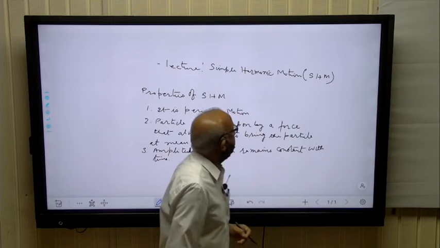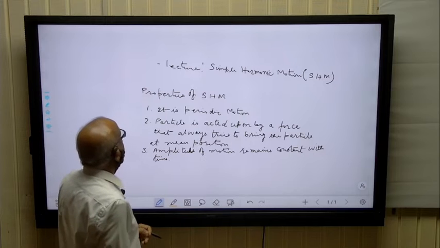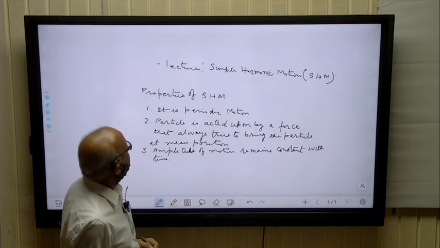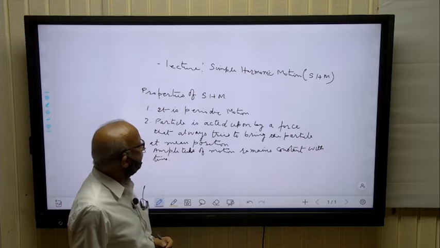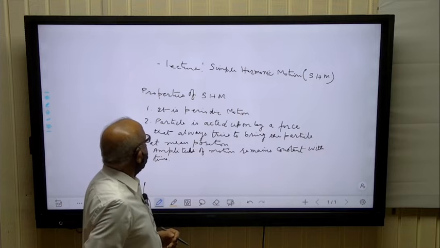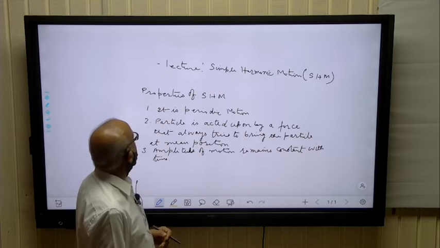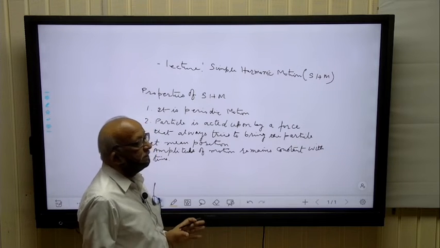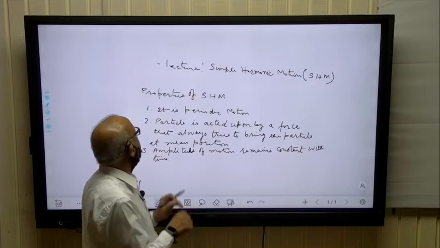These are three basic properties of SHM. It is periodic motion. Second, the particle is acted upon by a force that always tries to bring the particle to its mean position. And third, the amplitude of motion remains constant with time. It means when the time elapses, the amplitude of motion remains constant.